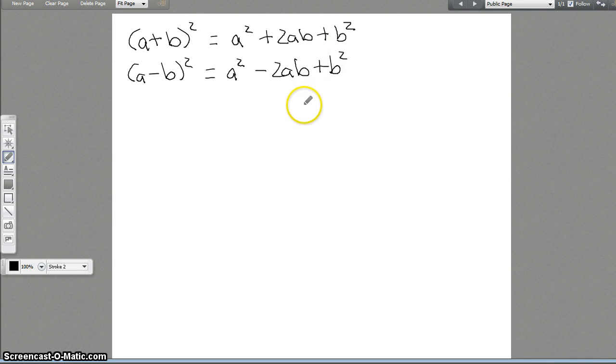Now, this lesson focuses on going the other direction. What if you have something, a polynomial, can you write it as the square of a binomial? So let's try one. If we have 4x squared plus 12x plus 9, can we write that as the square of a binomial? Well, it is in the right kind of form, it looks like.